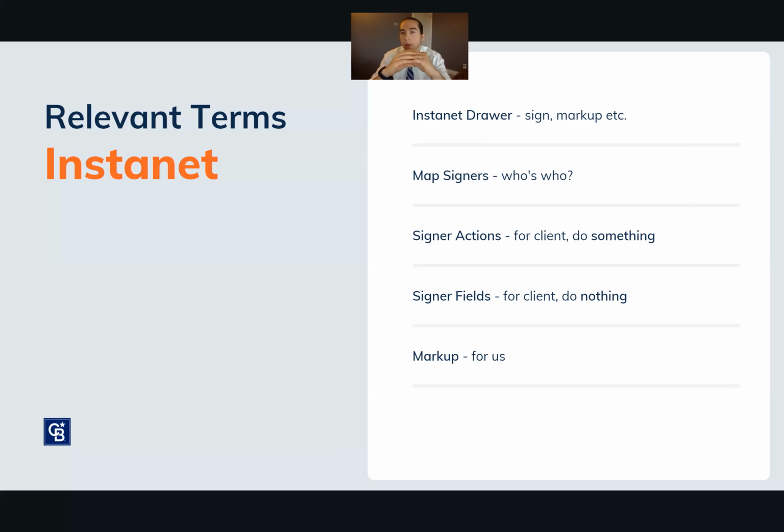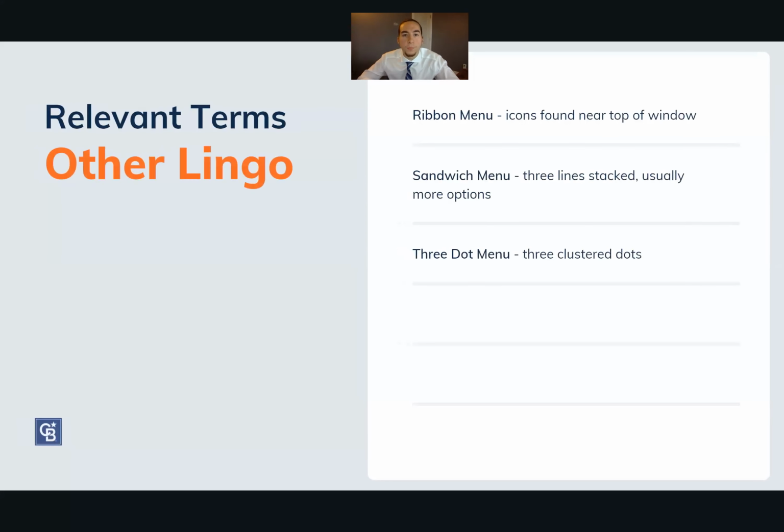Markup: just know that when I say markup, these are tools for realtors only. That's how we use the little pen and the highlight tool to identify places that are important to the client electronically.